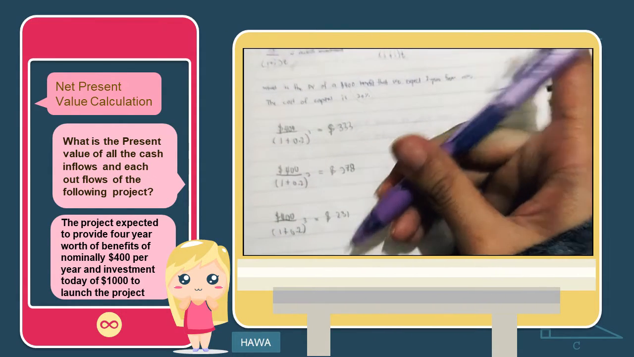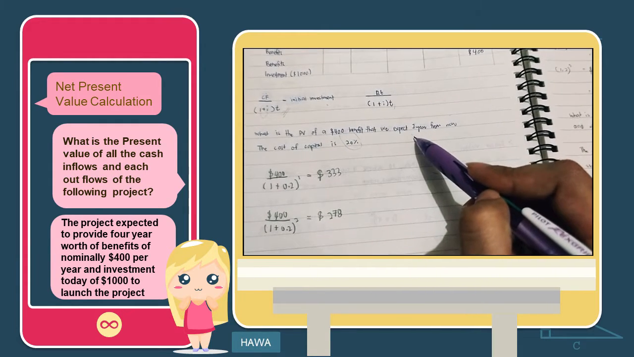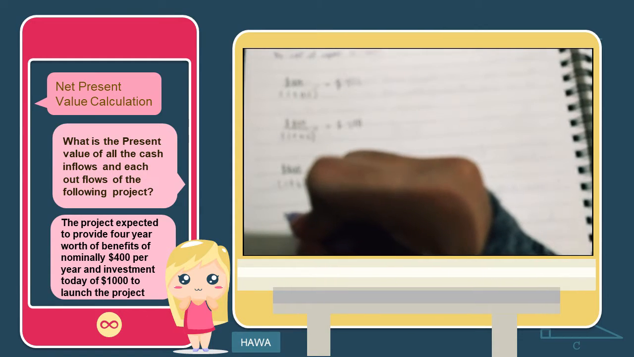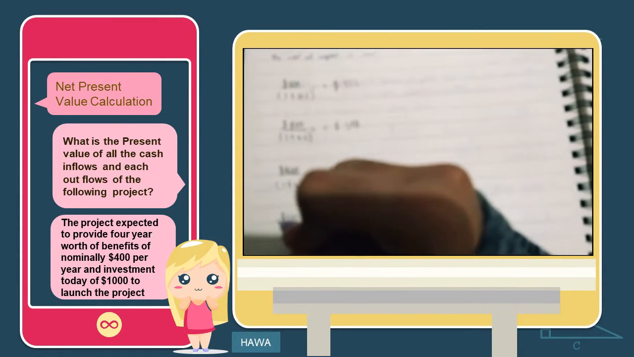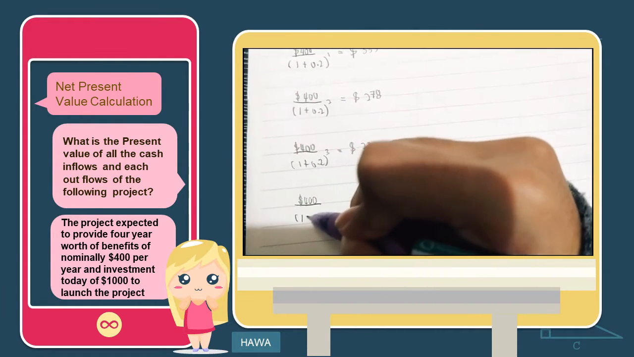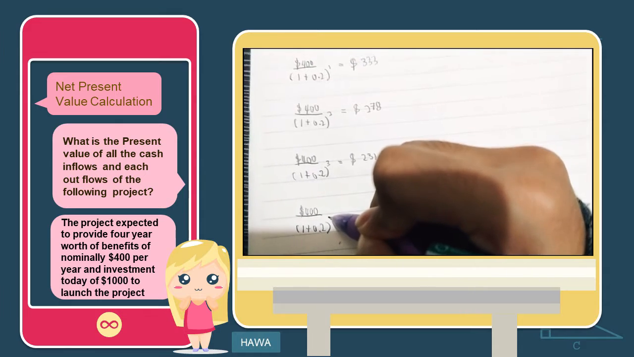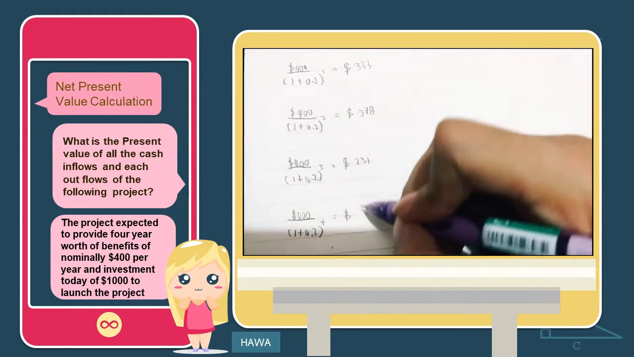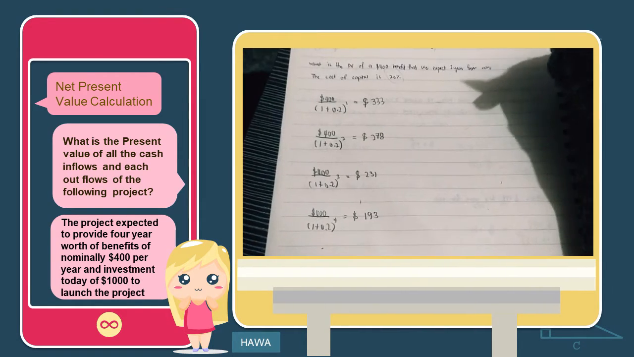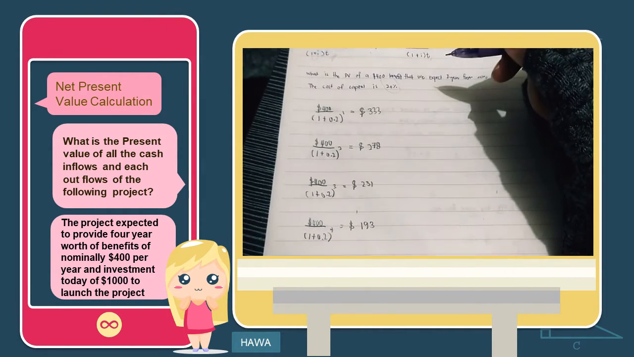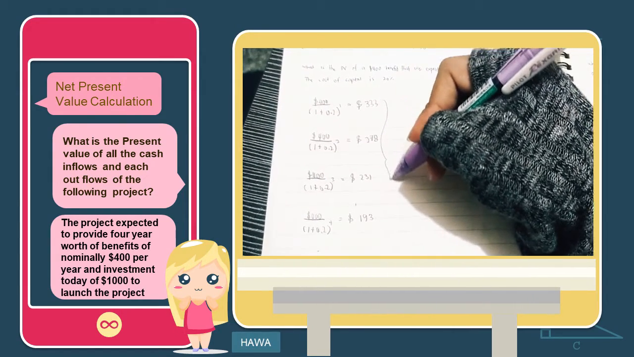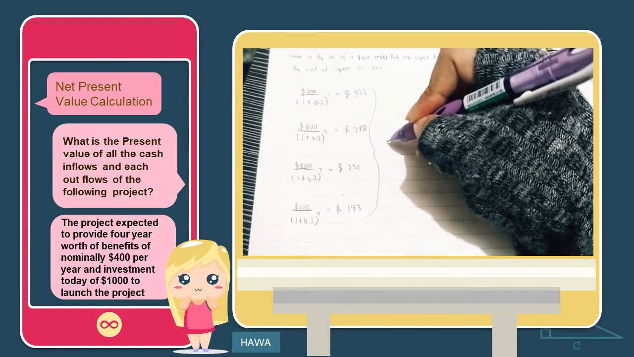Okay, for the last two, expect $400 in the fourth year. Still $400 divided by 1 plus 0.2 to the power of 4. So we get $193. For the next step, to find the net present value, we sum all these amounts.